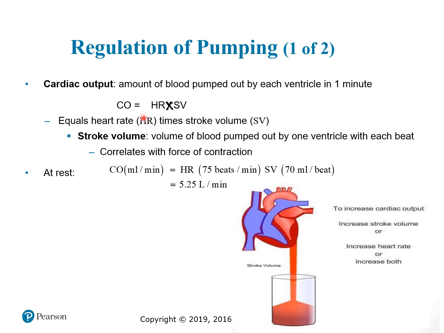So we know what heart rate is. Heart rate is the number of heartbeats per minute, right? And it is 75 beats per minute. Now, what is stroke volume? Stroke volume is the volume of blood pumped out by one ventricle with each beat. So every time the heart beats, the amount of blood pumped out by each ventricle is known as stroke volume. Cardiac output is the blood pumped out by each ventricle in 1 minute. So when we multiply heart rate with the stroke volume, we get cardiac output.